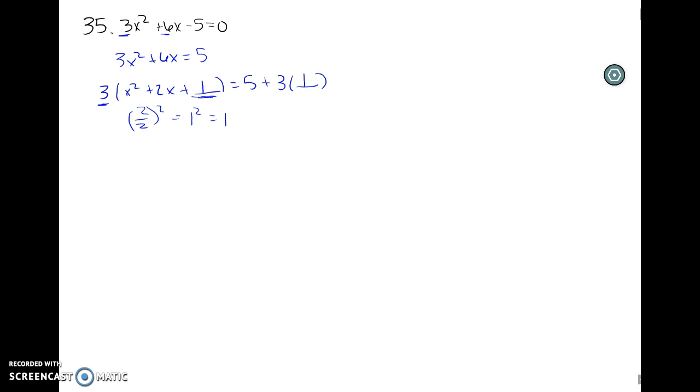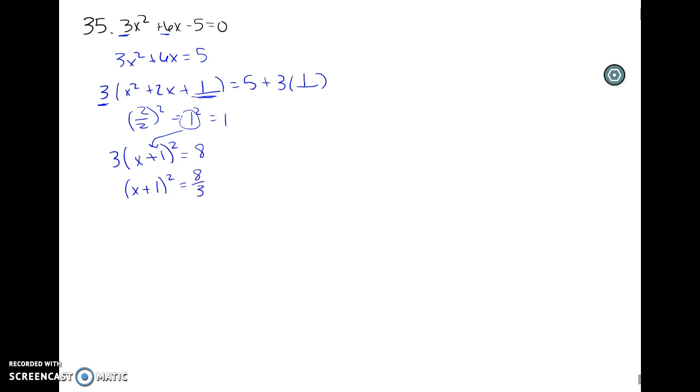Then you're going to factor your trinomial, so you have a 3. X squared plus 2x plus 1 is x plus 1 squared. You can also look at the number that you squared. That's what goes right here. And then you have equals 5 plus 3, so that's 8. Divide both sides by 3. X plus 1 squared equals 8 over 3.